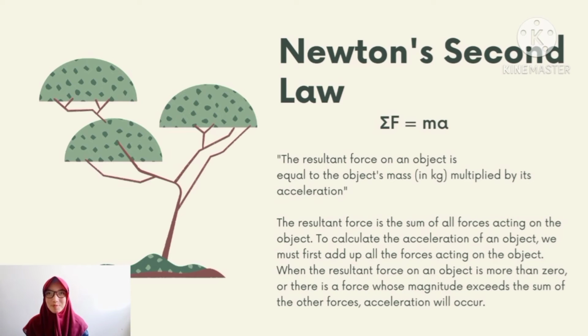Newton's second law. The resultant force on an object is equal to the object's mass in kilograms multiplied by its acceleration. You have to remember that the resultant force is the sum of all forces acting on the object. To calculate the acceleration of an object, we must first add up all the forces acting on the object. When the resultant force on an object is more than zero, or there is a force whose magnitude exceeds the sum of the other forces, acceleration will occur.